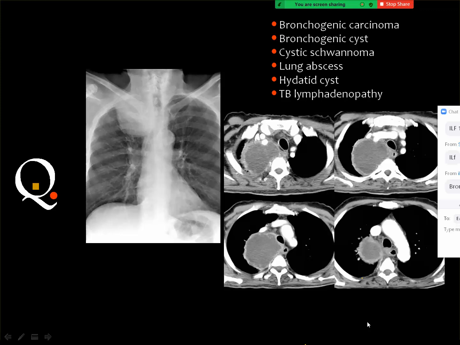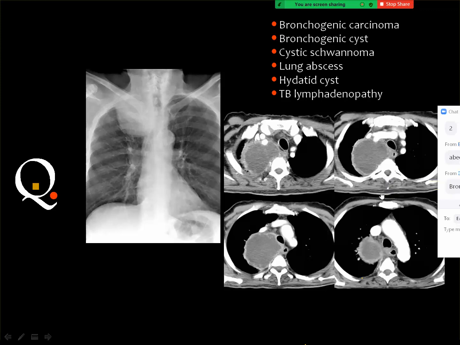Bronchogenic carcinoma, no. Abscess, no. Bronchogenic cyst is right, because this is a mediastinal pathology and is not a pulmonary pathology.